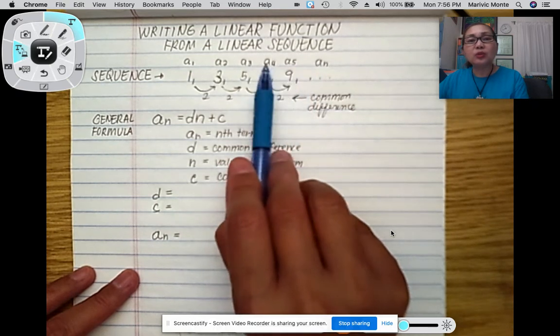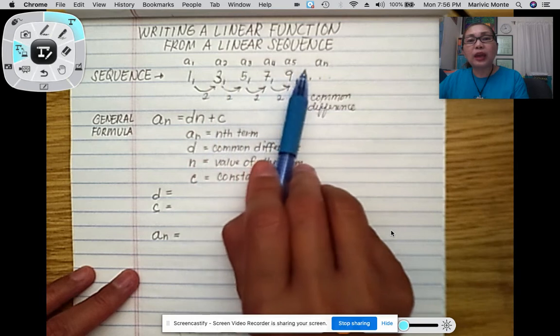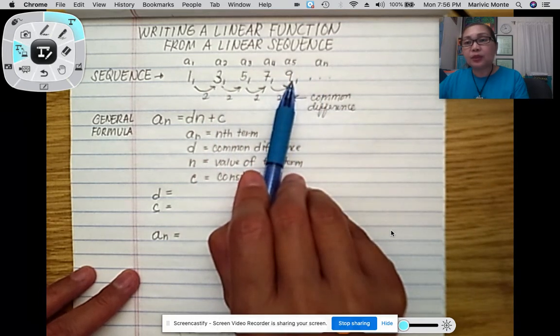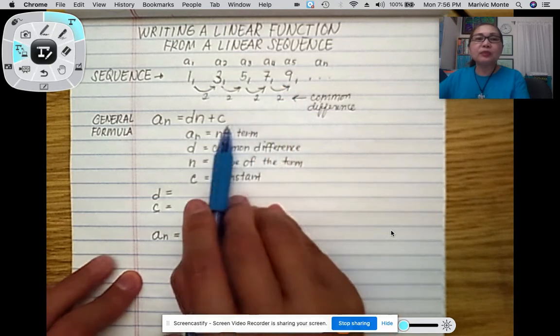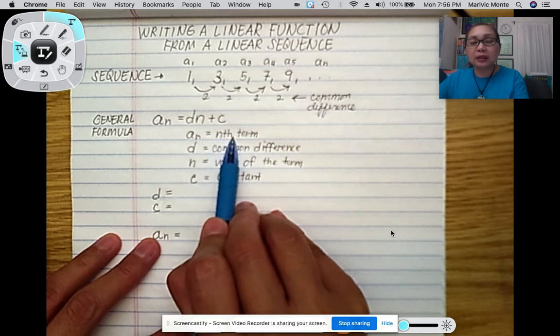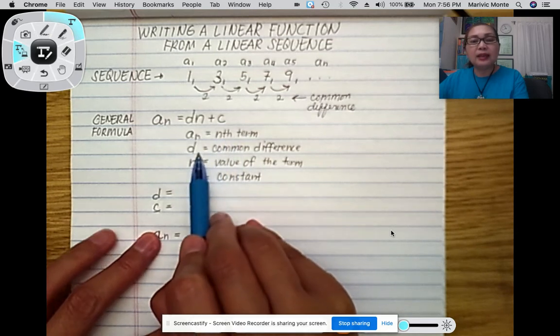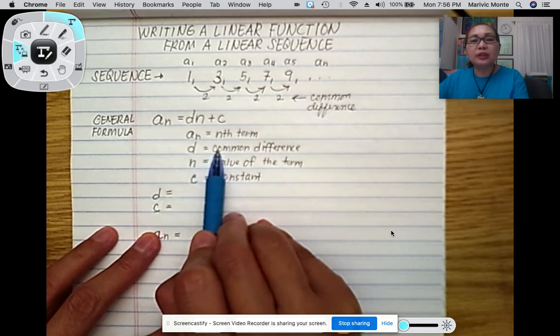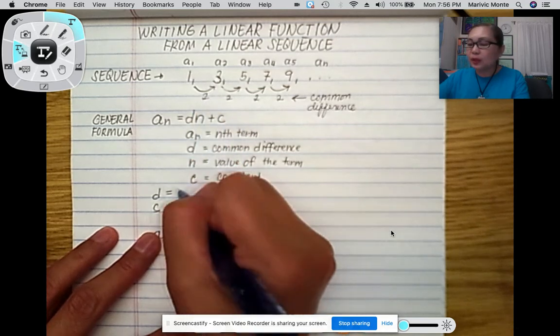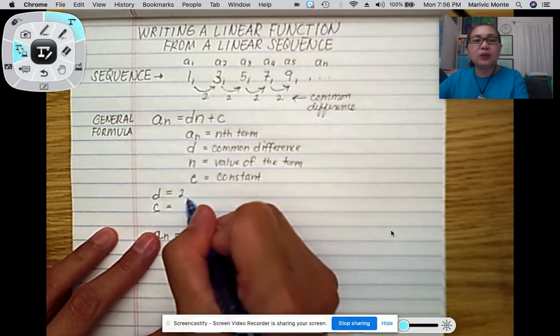So each of those A of 1 through A of n are labels for each of the terms in the sequence. So we say that A of n is equal to the nth term, and D is your common difference, which in this case is already 2. So I'm going to put here already 2. So D is equal to 2.